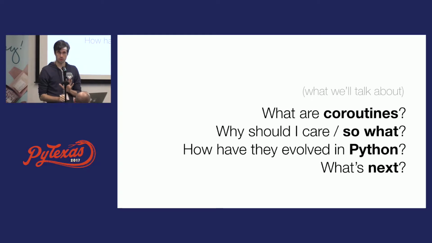So here's the rough agenda, what I'm going to try to make my way through. First is what are coroutines. Second is why should we care? Why do they really matter? Why is there so much activity around it right now? How have they evolved in Python? That's going to be the bulk of the conversation, just going through how coroutines have been implemented over the years, and then a little bit of what's next and closing thoughts.